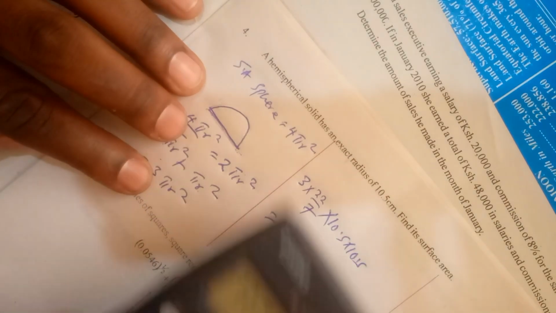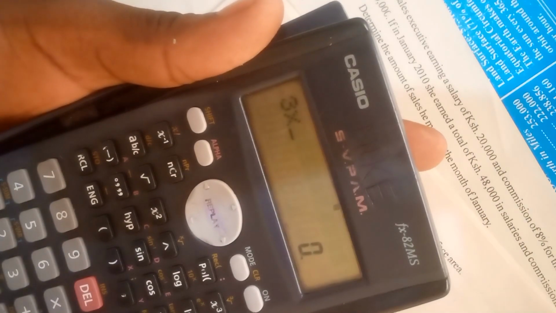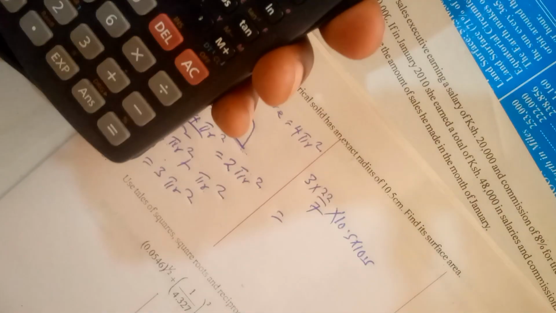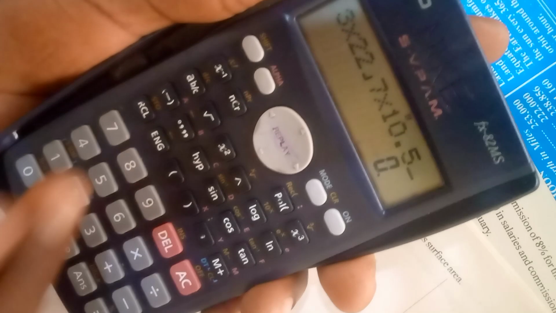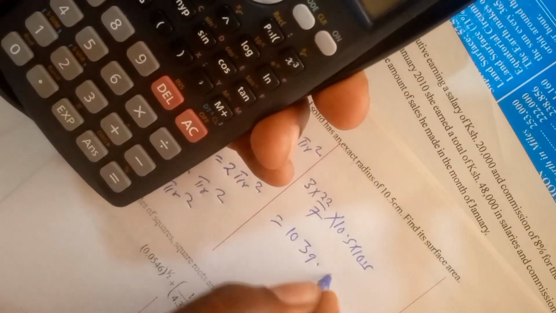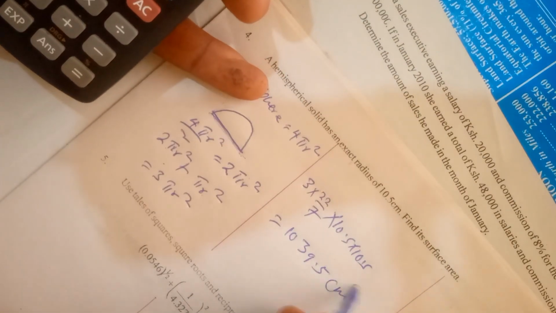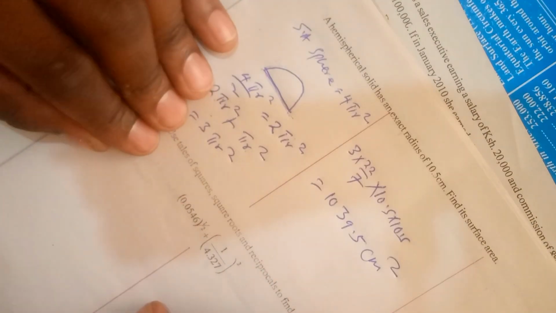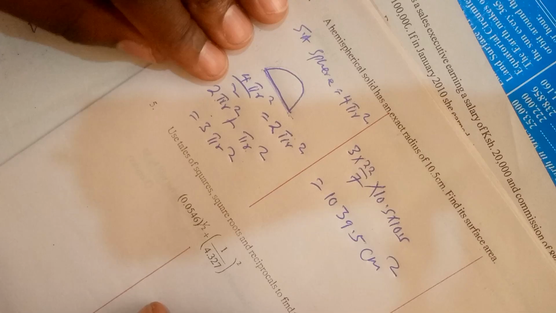So the surface area will be, we use our calculator. Simple. 3 times 22 over 7 times 10.5 times another 10.5. It should be 1039.5 centimeters squared, if it's actually the surface area. When you know the units exactly, you write them. If you don't know, you can leave it in marks and you can still earn all the marks.